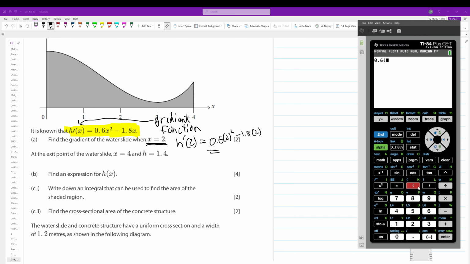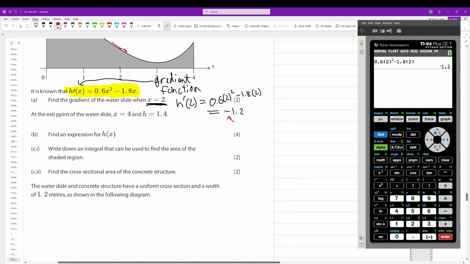So 0.6 multiplied by 2 squared, take away 1.8 multiplied by 2, and I get negative 1.2. Gut check, common sense check. Where could I visibly see some property, some part of this negative 1.2? Well, I could see it on my graph. Where x is 2, I have a gradient that is going down. So I have a negative gradient. This is negative. I now have more confidence that I'm probably correct.